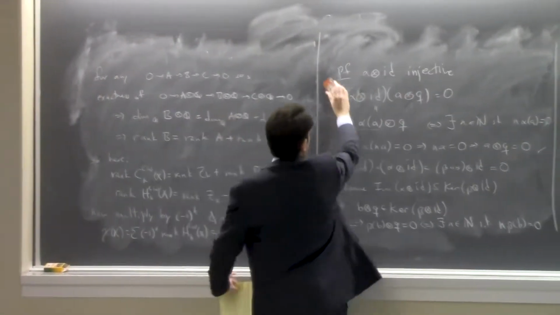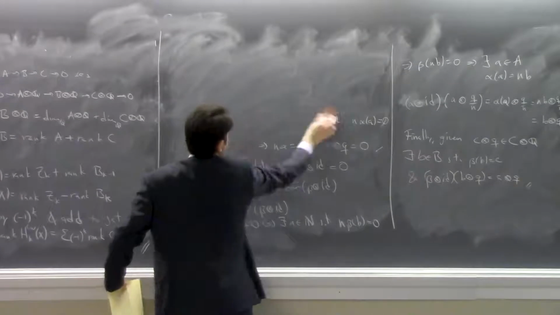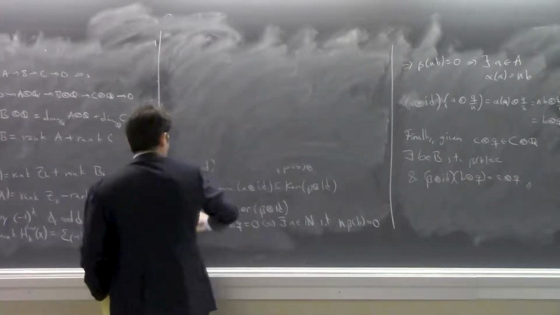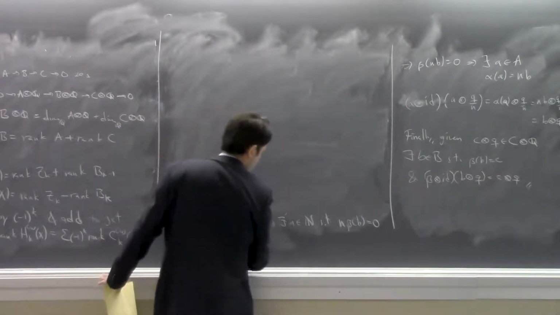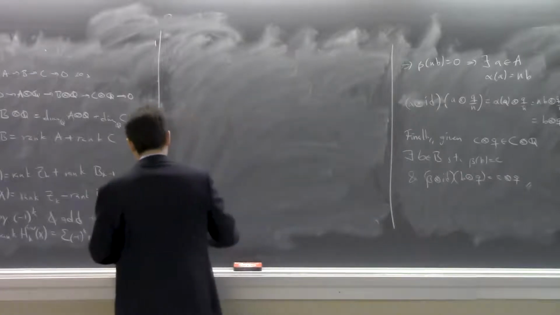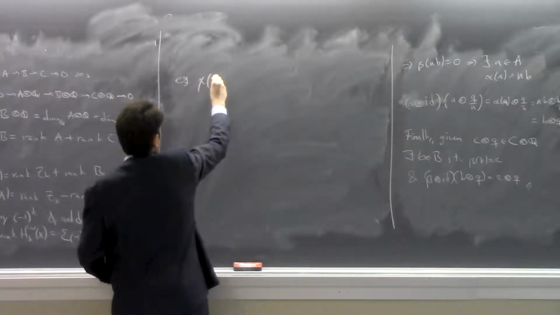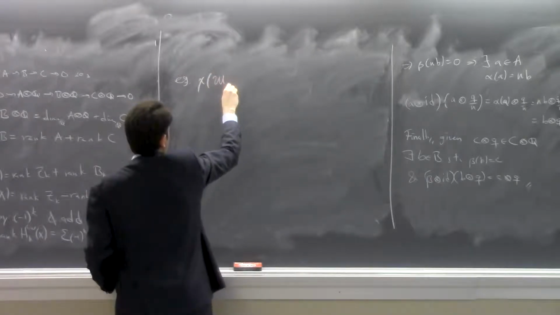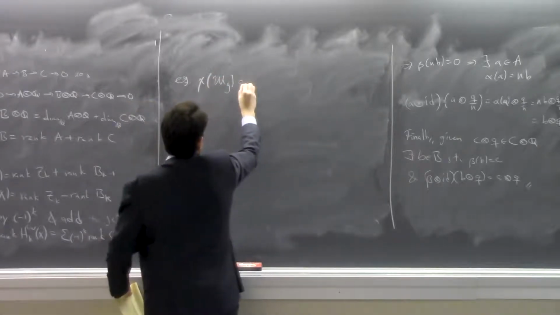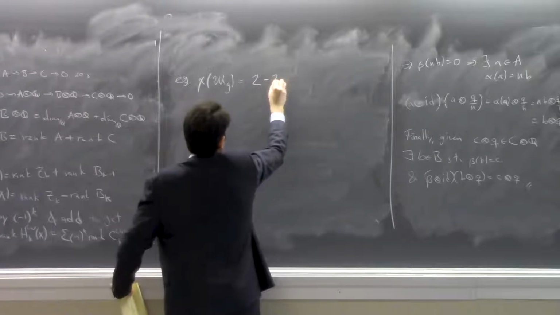Speaking of which, we have, for example, computed the homology of the surface of genus g, and so you get 2 minus 2g.